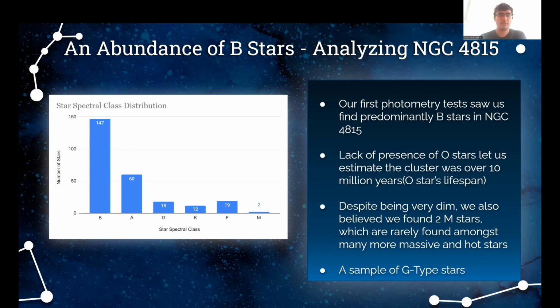From our analysis of the photometry, we found that there were predominantly B stars in NGC 4815, but due to finding no O stars in the cluster, we estimate that it is at least over 10 million years old. And despite being in a very hot cluster, we were also able to find 2 M stars, which are incredibly dim when compared to the B or A stars. We also got a good sample of G type stars, which is just like our sun.